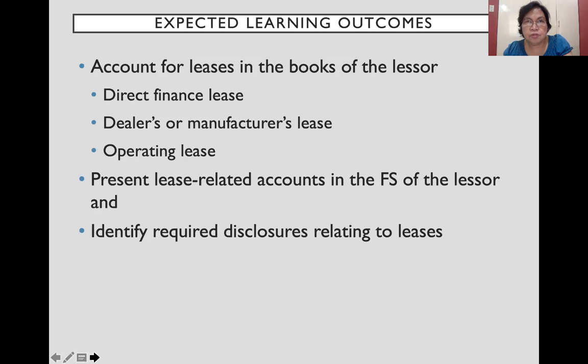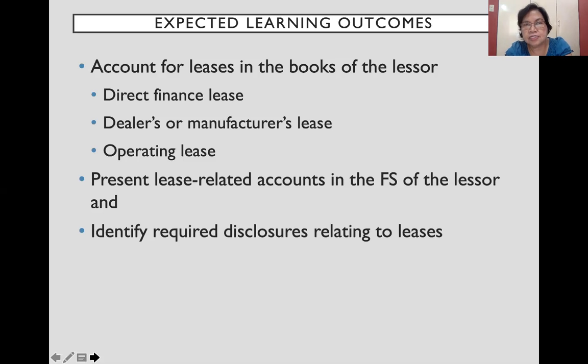From the point of view of the lessor, a lease is either an operating lease or a finance lease. An operating lease is a simple rental arrangement, and it is accounted for that way, meaning in the books of the lessor, any collection of rental is to be recorded as rent income or unearned rent, with appropriate adjusting entry at year end. So it's just a simple rental transaction.